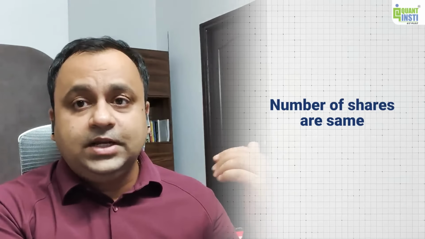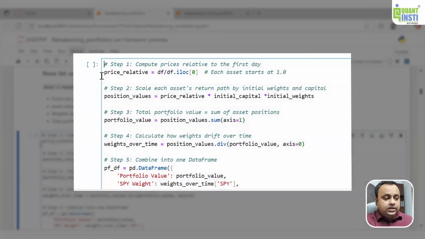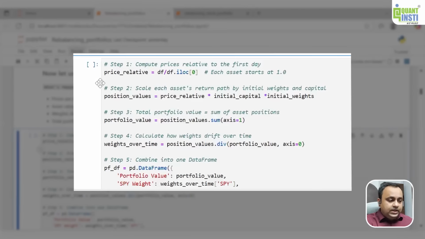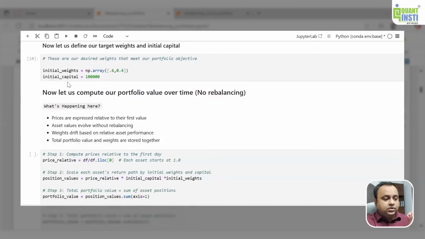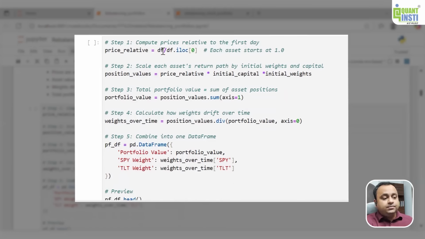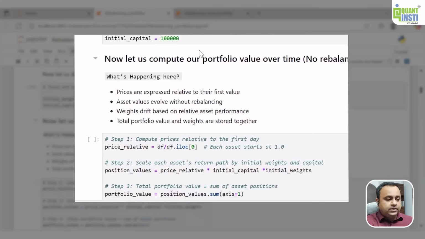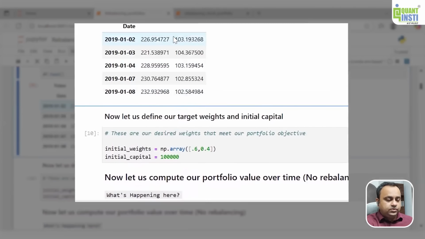Now, because the number of shares are the same, I take the relative price change from the very first or the initial price. So at the very beginning, my price is going to be exactly like this. And the change relative to the first row, or the very initial prices, is something I'm interested in. So what I do is I compute this relative change and I store it in price_relative. df.iloc[0] would actually refer to the very first row, as I spoke.